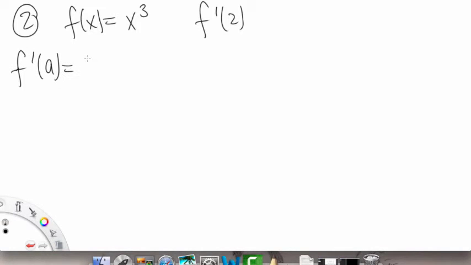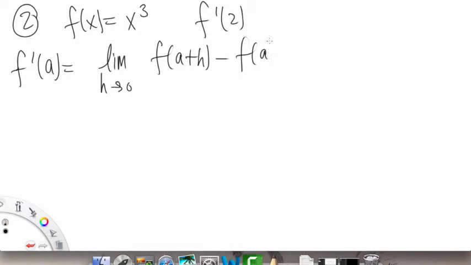Okay, so second method, so here again is our f of x, that's x to the third, and we want to find f prime of 2. Okay, so let's write down, what do we know? So f prime of a, using the second way, is going to be the limit as h goes to 0 of f of a plus h minus f of a, all over h. So here we note that our a, again, is 2, but for now, I think we can hold off on plugging in 2 until later in the problem, okay?